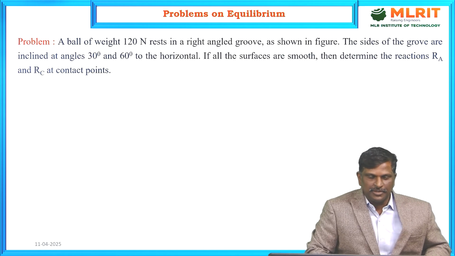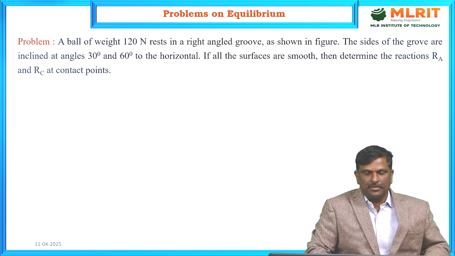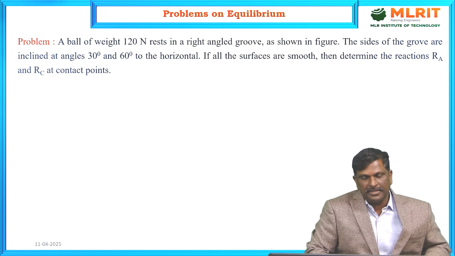The problem is: a ball of weight 120 newtons rests in a right angled groove as shown in the figure. The sides of the groove are inclined at angles of 30 degrees and 60 degrees to the horizontal. If all the surfaces are smooth, then determine the reactions RA and RC at the contact points.